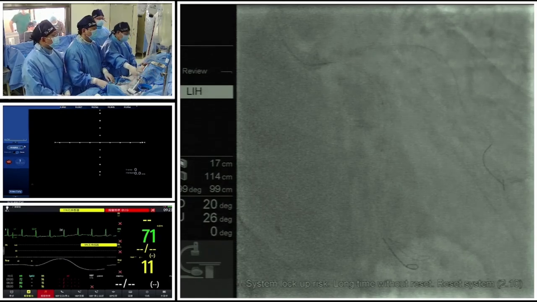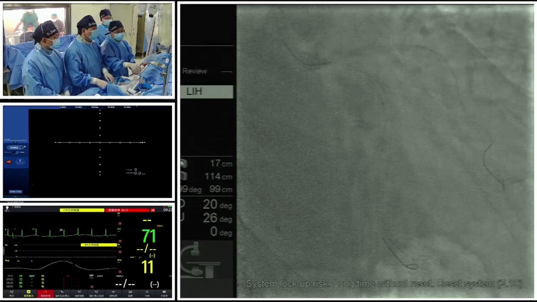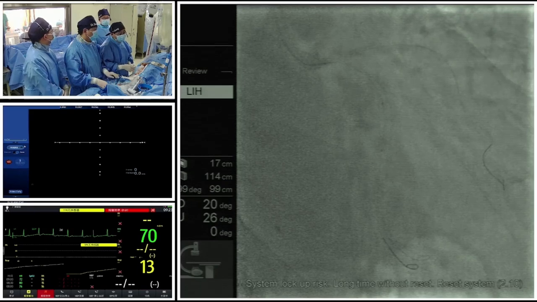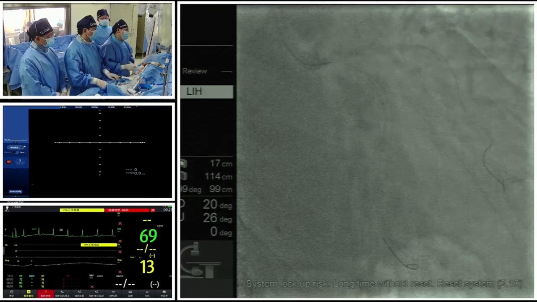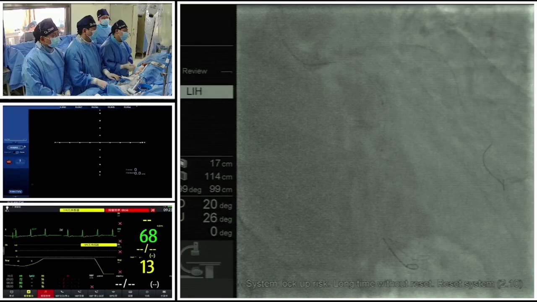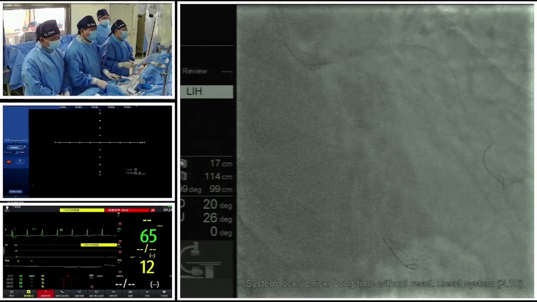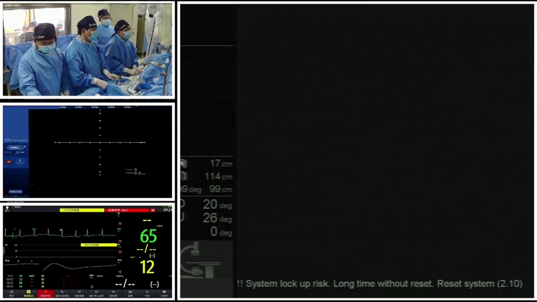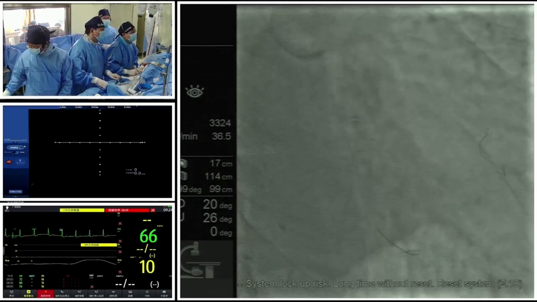And after the stent, we will perform a functional assessment to guide our further optimization technique or procedure, in order to get the best result and long-term outcomes. Mm-hmm. So intravascular lithotripsy is your option.